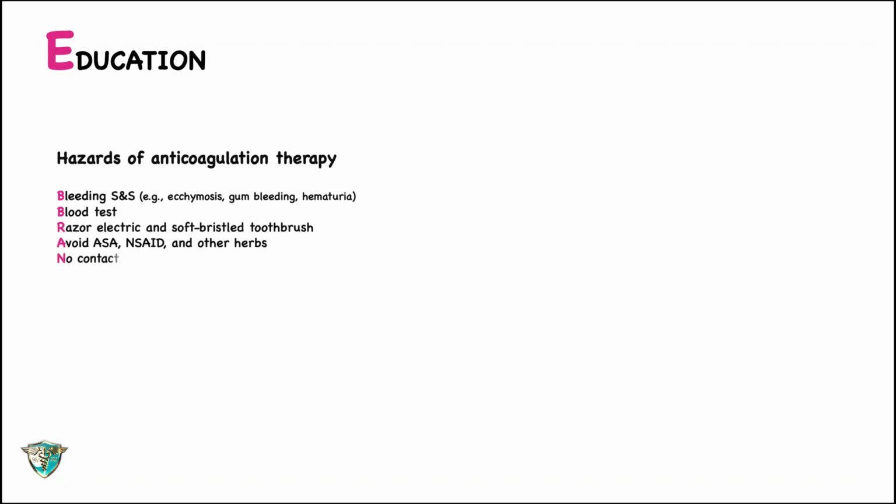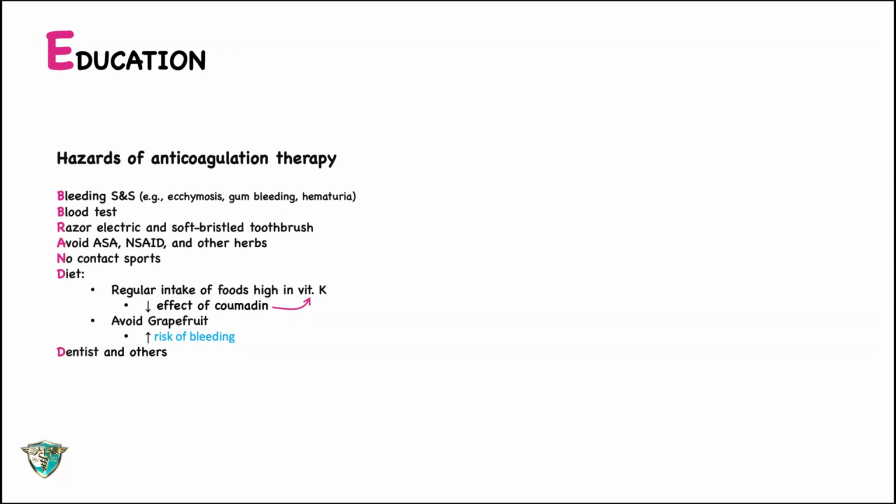Caution against contact sports and advise against increasing intake of foods rich in vitamin K, such as broccoli and cabbage, as they can decrease the effect of Coumadin. Also, advise against consuming grapefruit, which can increase bleeding risk. Ensure that dentists and other healthcare providers are aware of the patient's anticoagulant therapy. If possible, avoid intramuscular injections. Additionally, emphasize the importance of wearing a medical alert bracelet at all times.